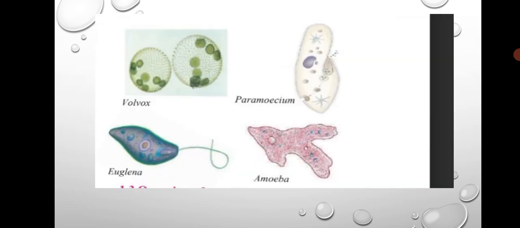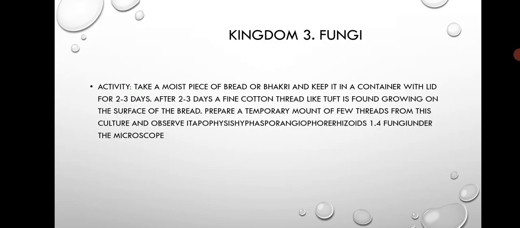Now, here is the kingdom Protista. Observe some pictures: Volvox, Paramecium, Amoeba, Euglena.